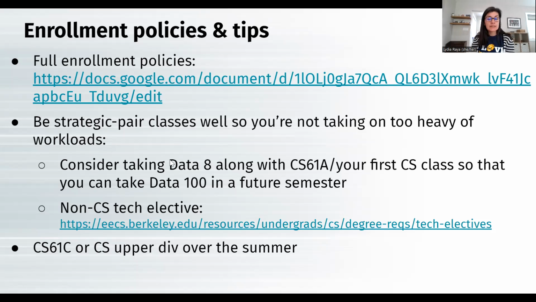Data 100 is an upper division class that can count for the CS major, and Data 8 is a hard prereq for that class. So that's another reason why I'm suggesting it. If you have any interest in taking Data 100 in the future, which is the introductory data science class, then I would recommend taking Data 8 so that you are ready to take that class. And it will count for the CS major. Again, Data 100 will count. We just pretend it's a CS upper division class because that's actually where it started. It used to be called CS 100.